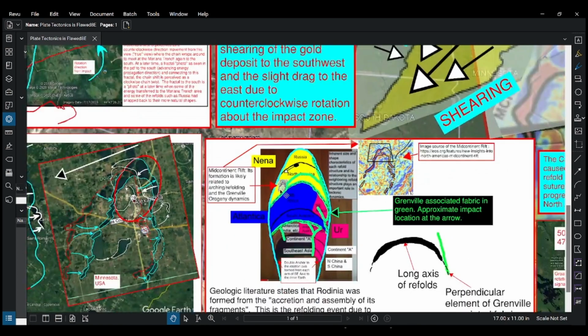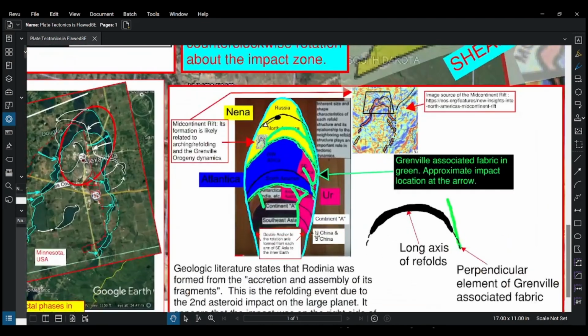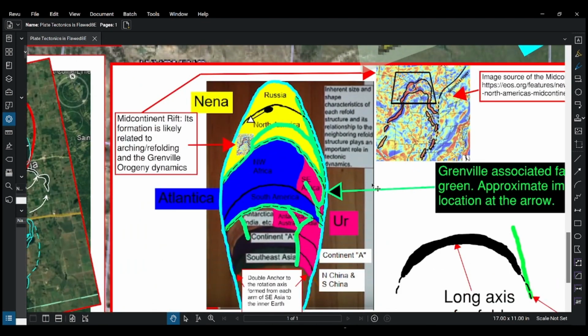Okay, kind of jumping ahead, but anyway, this is the Grenville front in many areas of the world. Grenville fabric, I should say, is shown in green, and you can see sort of a signature here. Things are kind of oriented a certain way, whereas you can see where that second asteroid impact that I was talking about, that refolding event on another planet or whatever it was, maybe the sun. Anyway, boy, this sounds crazy, right? So that's where that refolding occurred. And that's why the signature is as such.